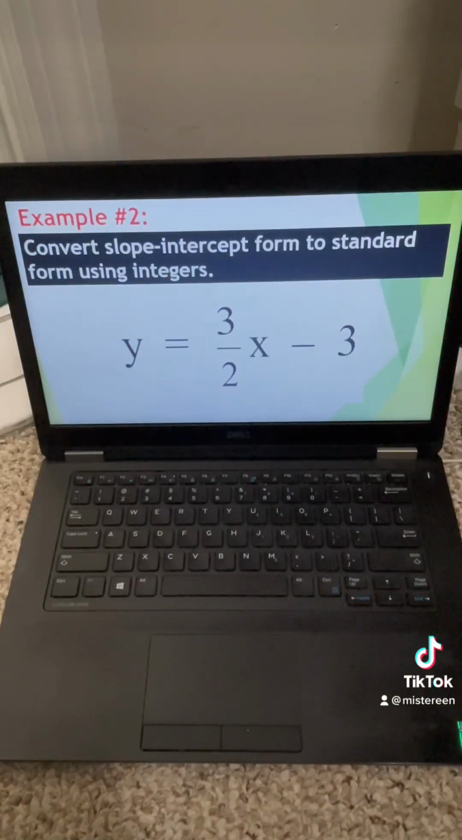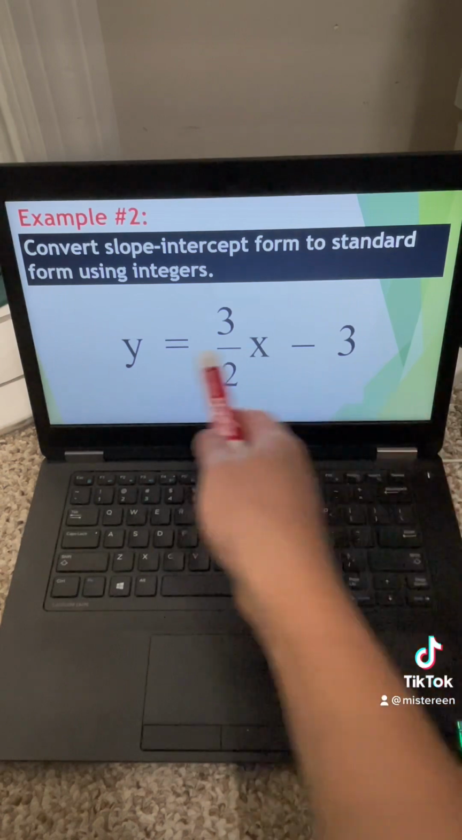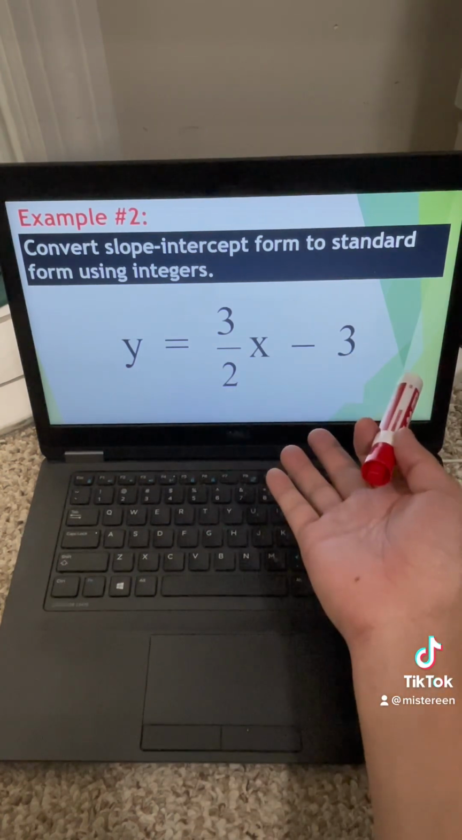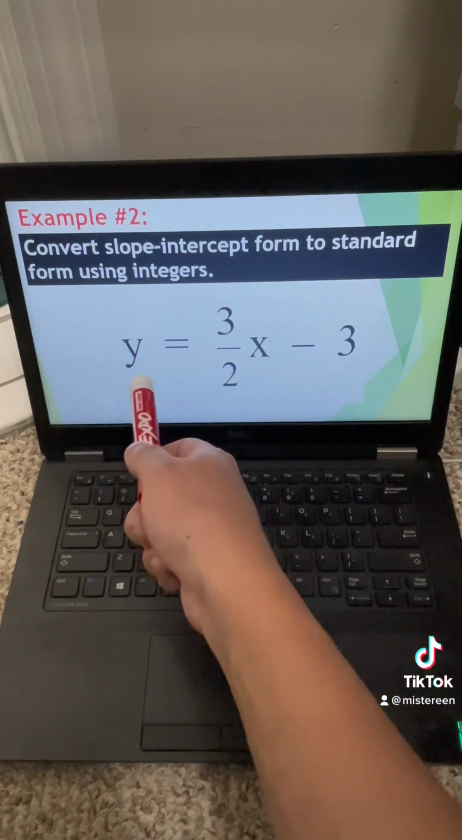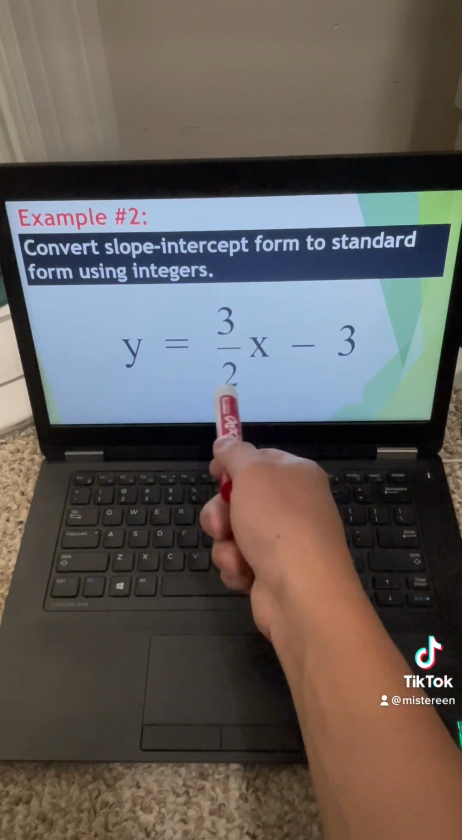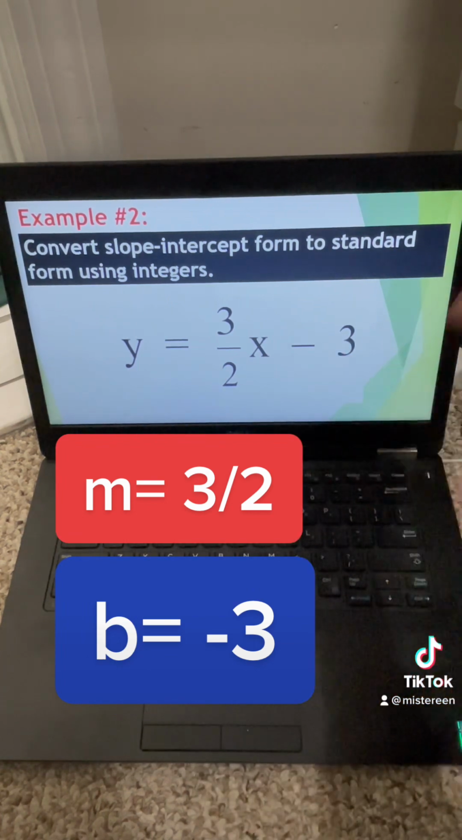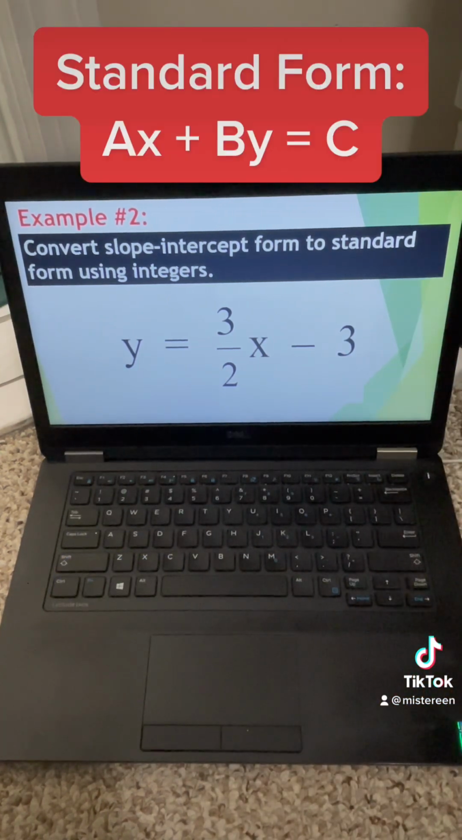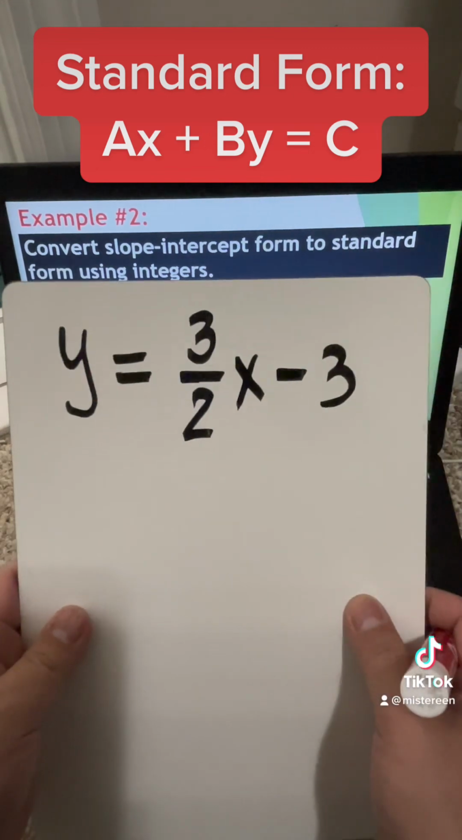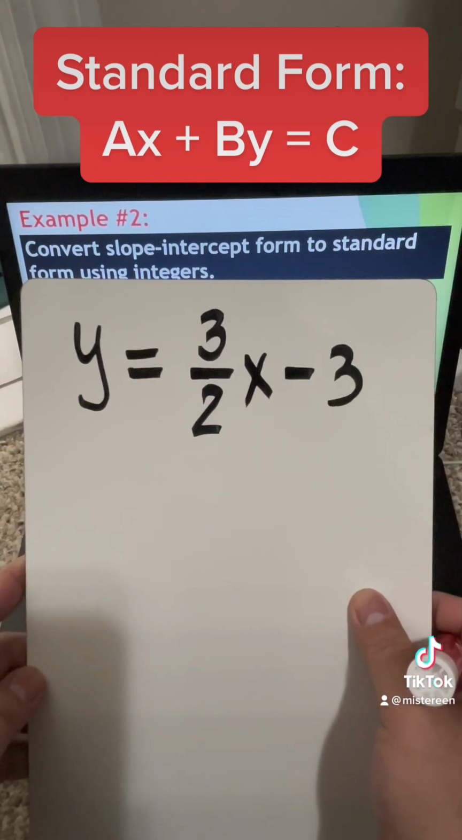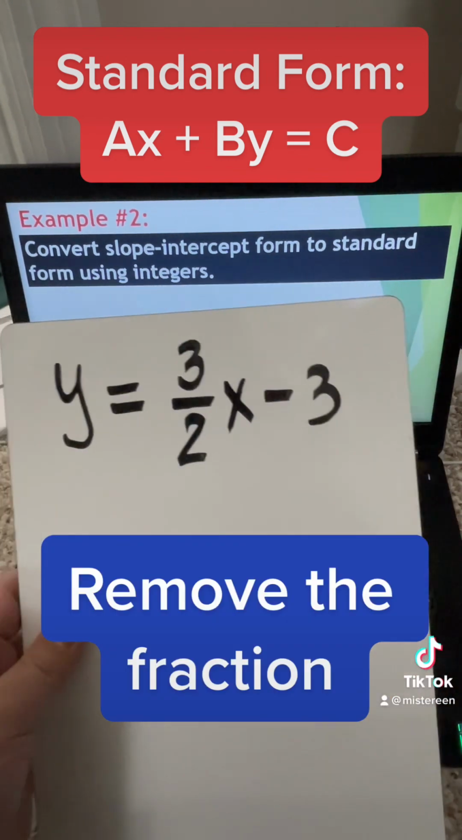Okay, this is our next example. We have here another slope-intercept form, and we will convert this to standard form. In the slope-intercept form, you have the slope, which is 3/2, and the y-intercept is negative 3, the mx plus b format. We'll convert it to standard form, ax plus by equals c. But as you can see here, we have a fraction. So the first thing that you have to do is to remove that fraction whenever you have fractions.